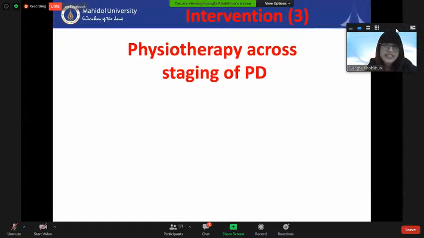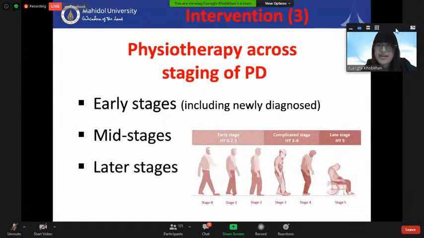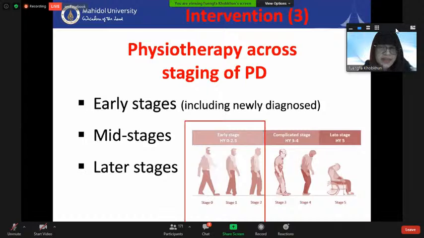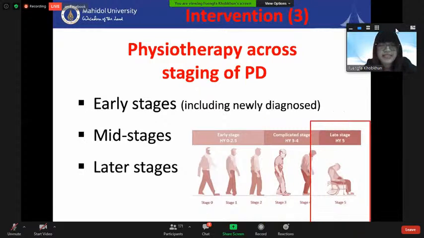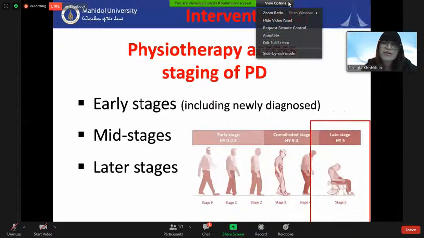And then Margaret Chingman, I give her a name like the queen of Parkinson's disease. She suggests exercise for each stage of Parkinson's disease. Yeah, we always separate the PD patients by stage. Early stages is about Hoehn and Yahr stage 1 to 2.5. Mid stages is about 2.5, 3 or 4. And the later stage is about 4 to 5. It depends on your PD patient that comes to you. Okay?